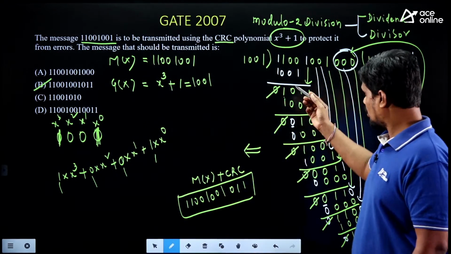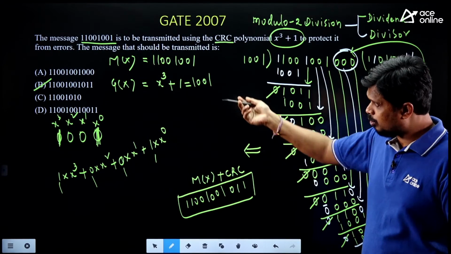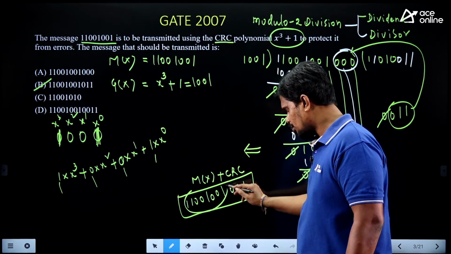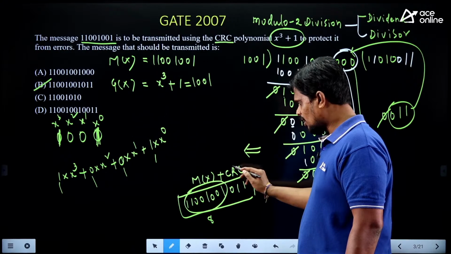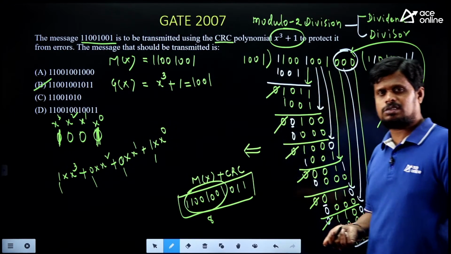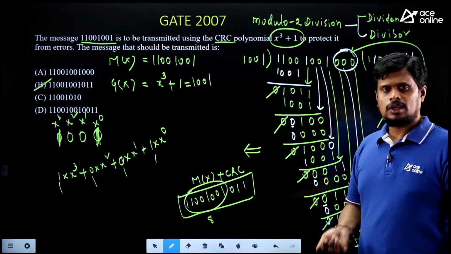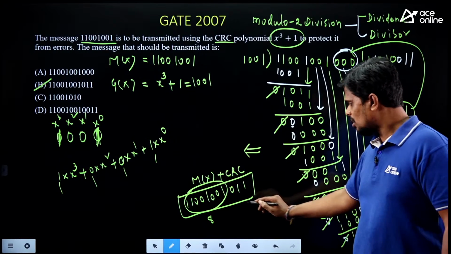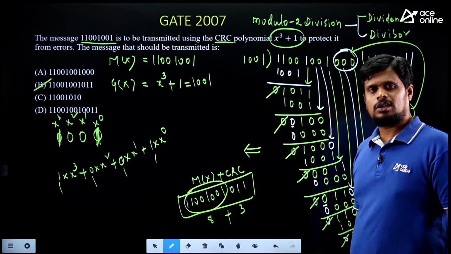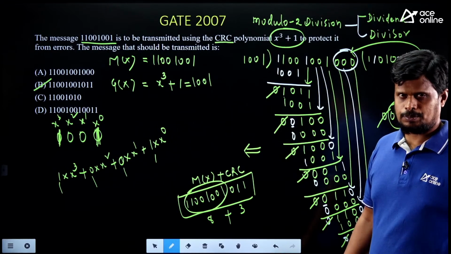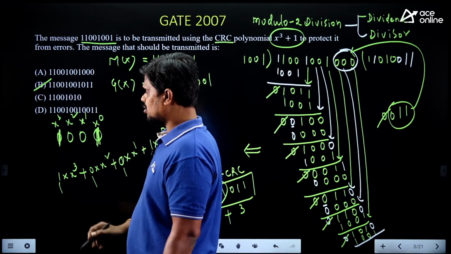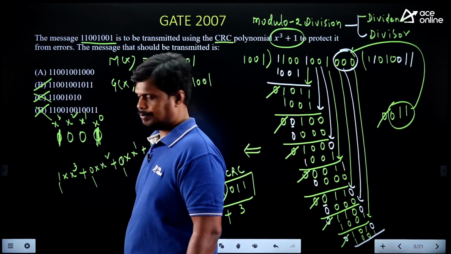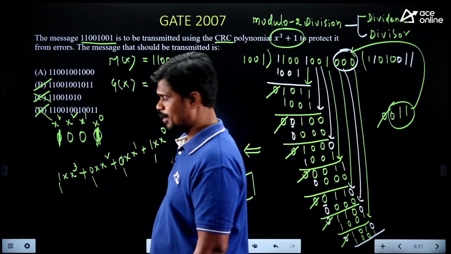Look, without solving this question, we can also predict the answer like this. How? See, what is the length of m of x here? The length of m of x is 8 bits. And what is the length of the CRC going to be? If g of x is n bits, then the CRC is going to be n-1 bits. So it means 8 plus 3, a total of 11 bits of data you are transferring to the receiver. Among the options, 11 bits is violated in option C and option D, so these two can be ignored. That's it. So the answer is among A and B.